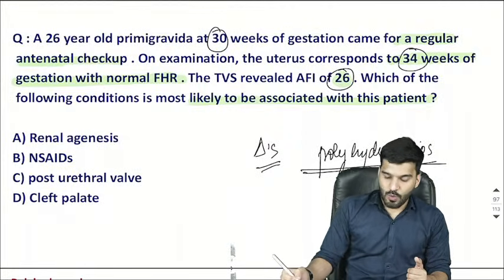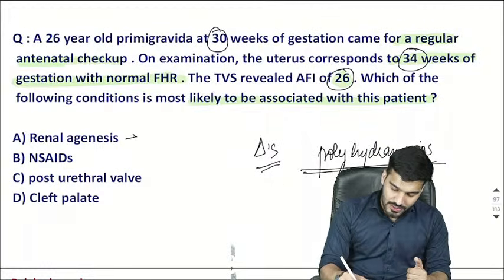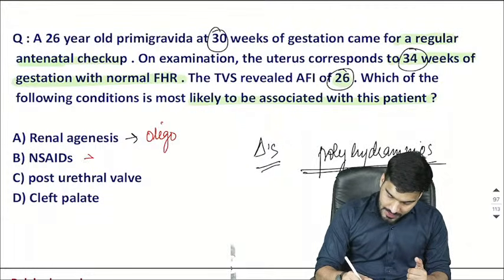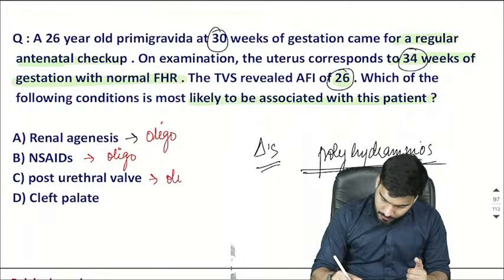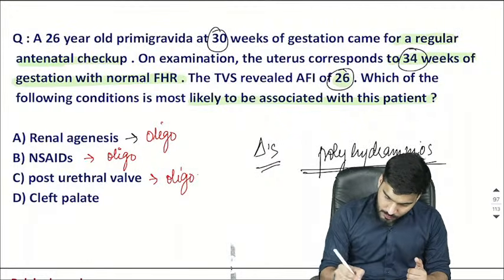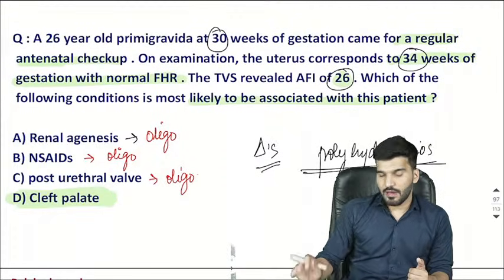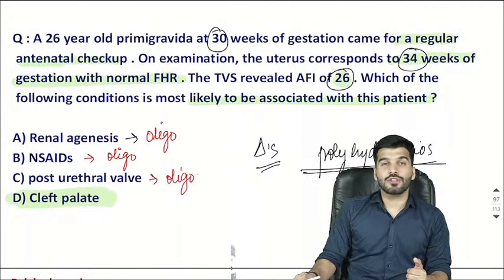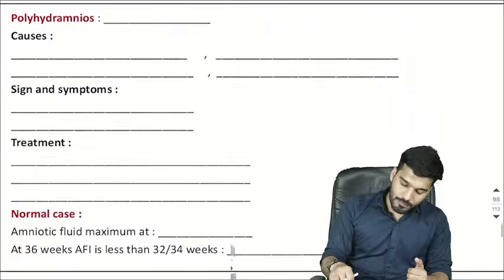Now, which of the following will be associated? In the previous question we discussed that renal agenesis is a cause of oligohydramnios. NSAIDs will decrease the urine formation, that is also oligohydramnios. Posterior urethral valve is also oligohydramnios. Cleft lip palate is going to cause polyhydramnios. So renal agenesis, NSAIDs and posterior urethral valve are causes of oligohydramnios. Now, what exactly is polyhydramnios? Let's understand first.